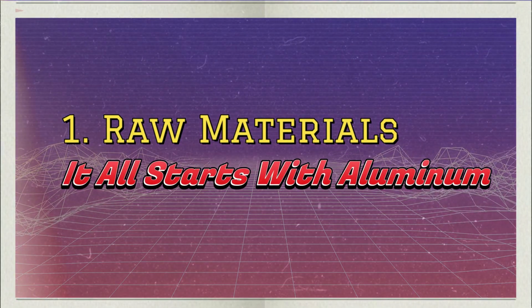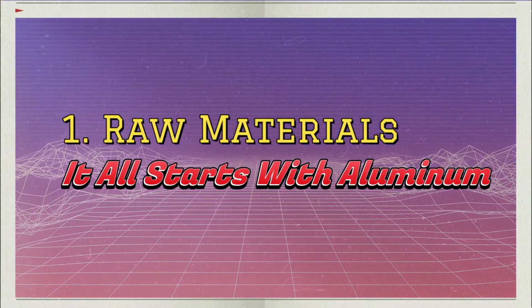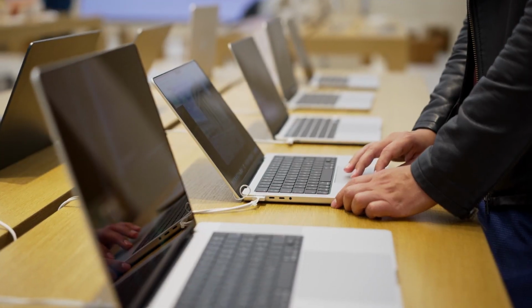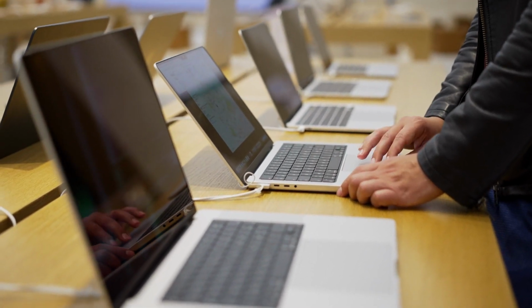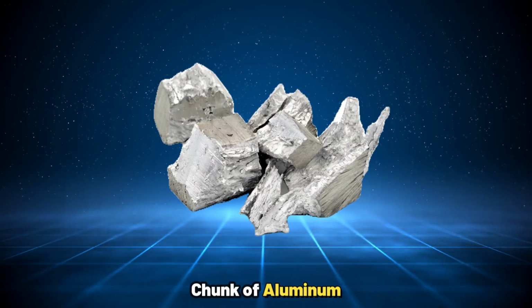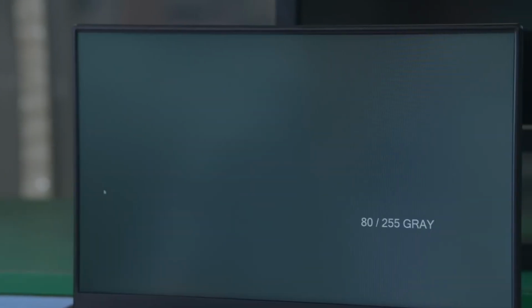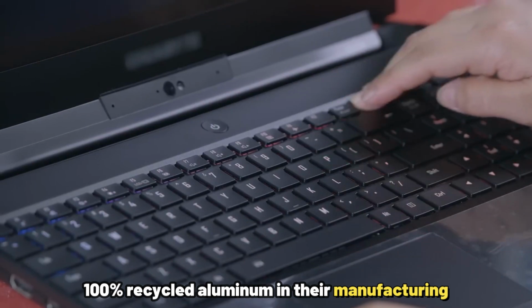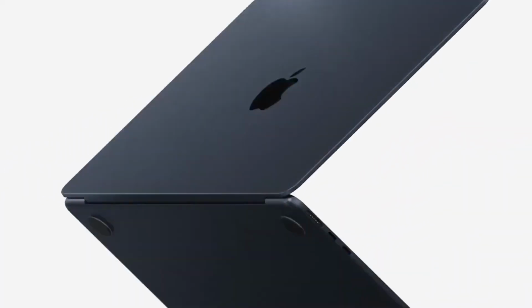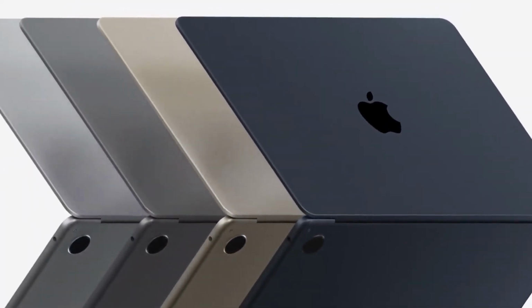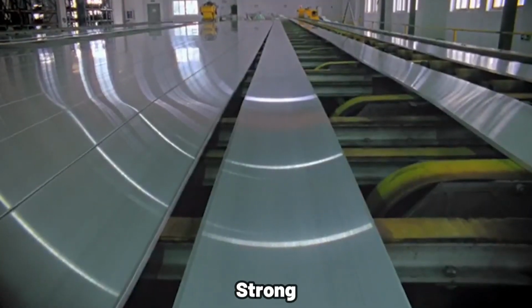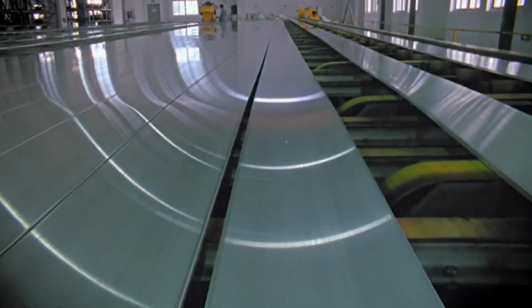1. Raw materials. It all starts with aluminum. Before the MacBook becomes the sleek device in your hands, it begins as a chunk of aluminum. Apple uses 100% recycled aluminum in their manufacturing, making sustainability a key part of their design. This metal isn't chosen by accident. Aluminum is light, strong, and perfect for creating that premium feel.